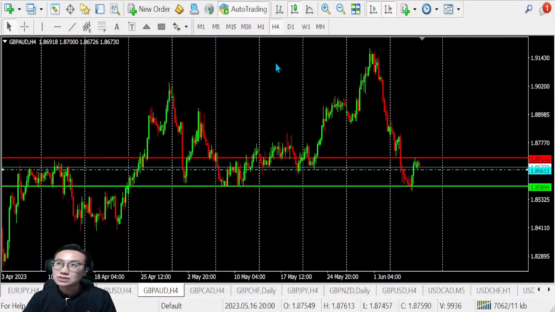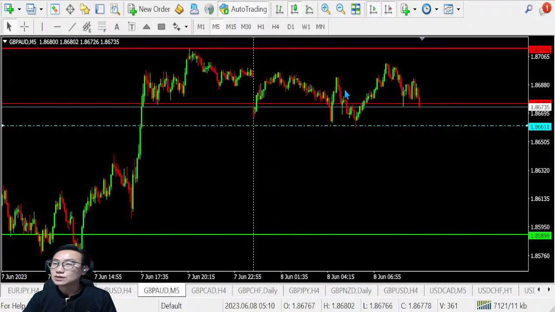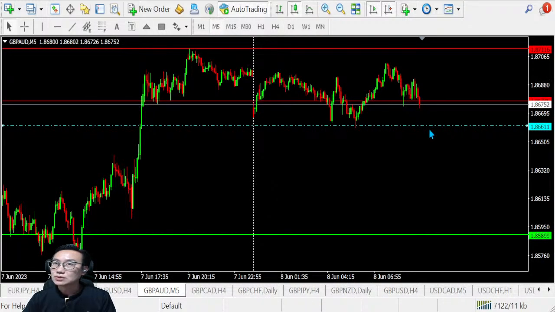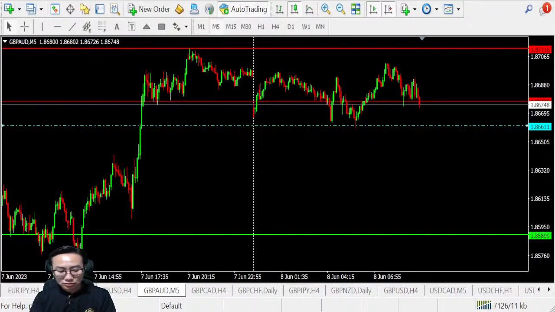So I think our pound Aussie is still good. Okay, still good. So let's take a look at the pound Aussie. Although it looks good over here, we still have to wait for this to break the support. Then after that, we give a retest with a new resistance. Then we continue the selling. Okay, so pound Aussie looks good.